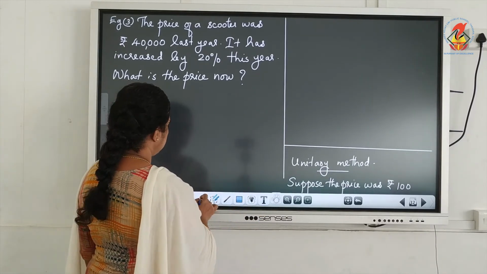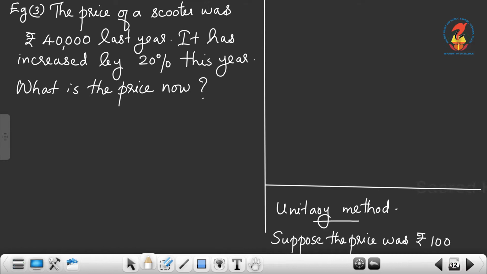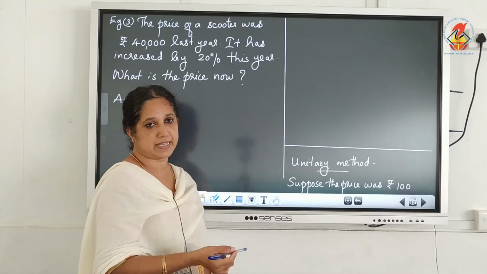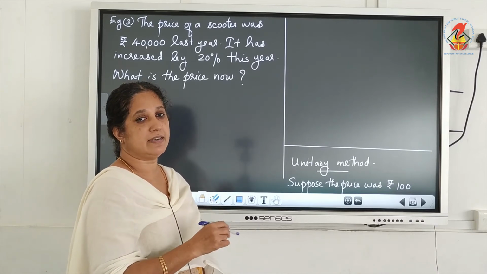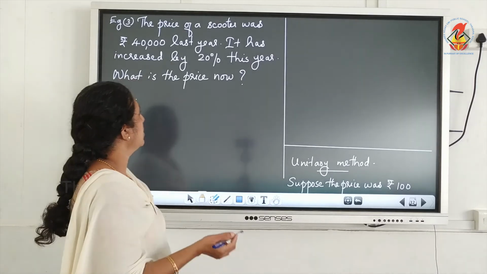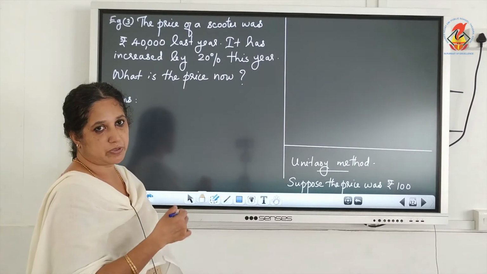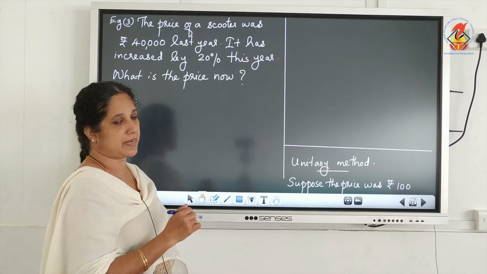Now, look at one example. The price of a scooter was rupees 40,000 last year. So, last year's price is rupees 40,000. It has increased by 20% this year. So, there is an increase in the price, a 20% increase compared to last year. What is the price now? You have to find out the present price.